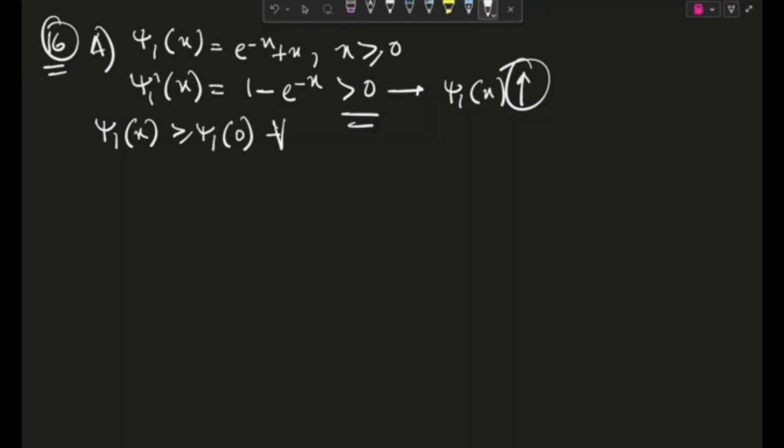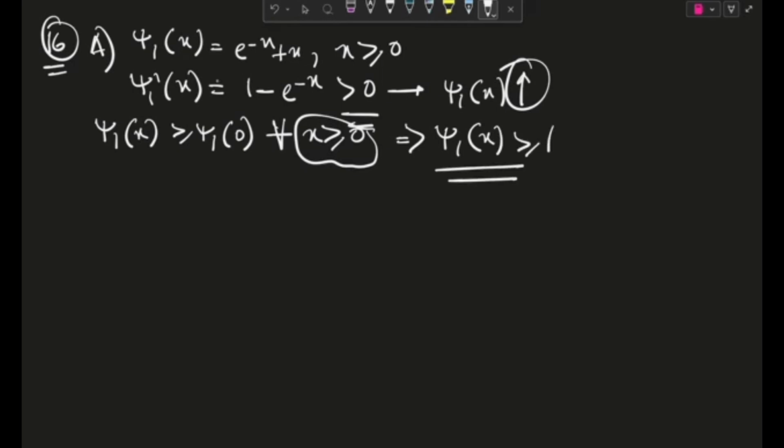This is for all x greater than or equal to 0, which was given to us in the question originally, which basically means that xi1 of x will be greater than or equal to 1. Why? Because xi1 of 0 is e power 0 plus 1, right? Which means our option A is not correct because it was given to be, I guess, not this.